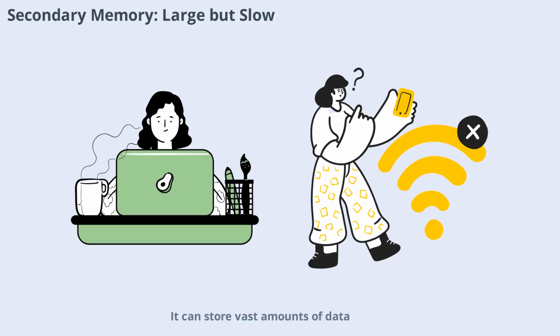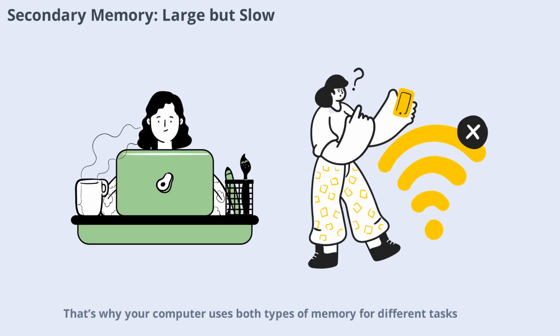It can store vast amounts of data, from photos and videos to software and backups. However, it's generally slower than primary memory, meaning it takes more time to access and retrieve information. That's why your computer uses both types of memory for different tasks.